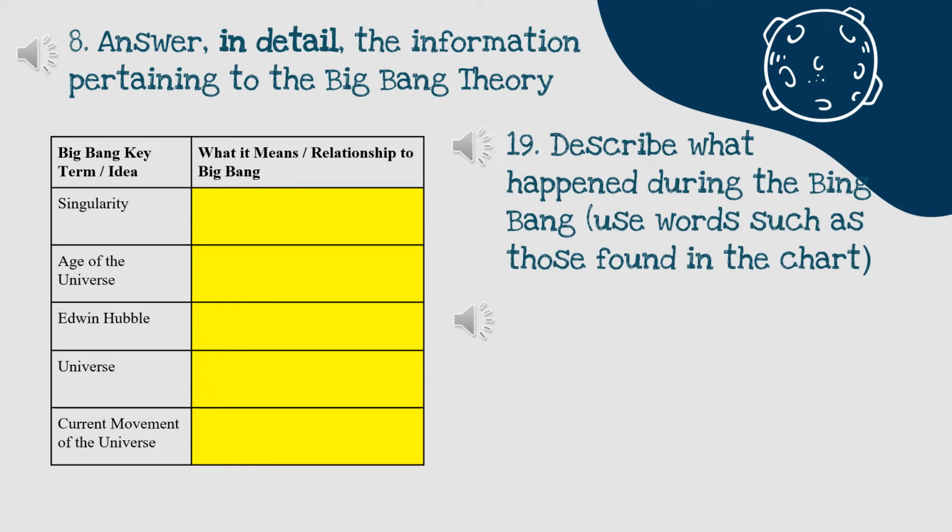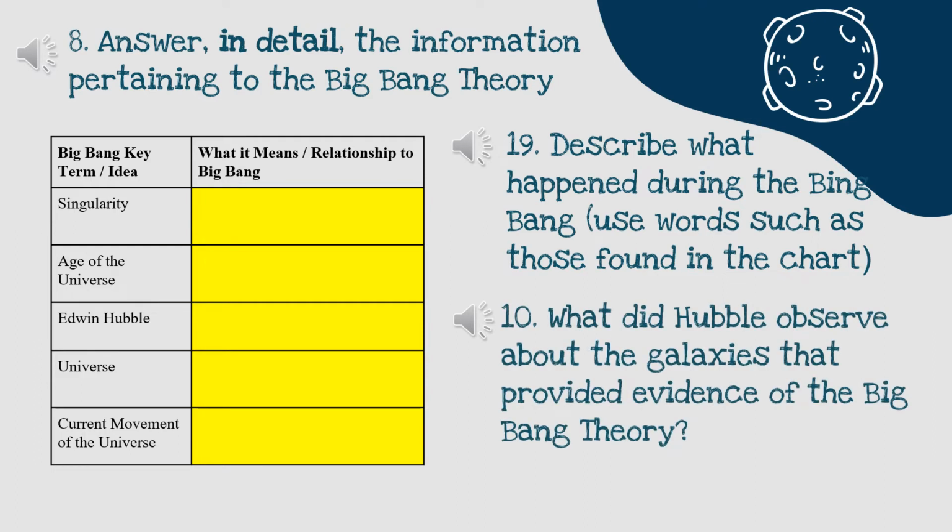Number 10, describe what happened during the Big Bang. Use words such as those found in the chart to the left. Our whole universe was in a hot, dense space. We call that a singularity. And nearly 14 billion years ago, the expansion started. It exploded, sending matter everywhere, which eventually began clumping together to make our planets. Edwin Hubble is responsible for discovering this continued expansion.